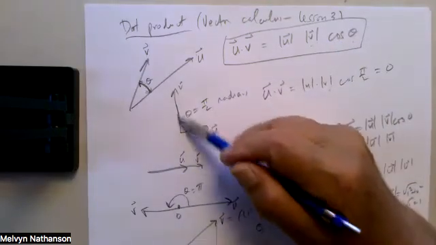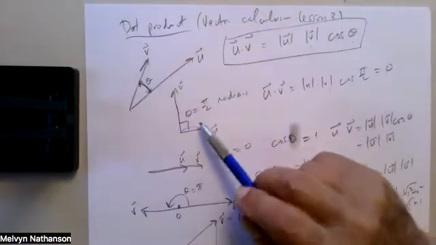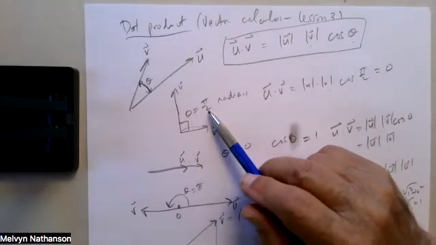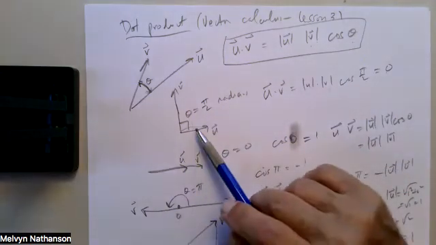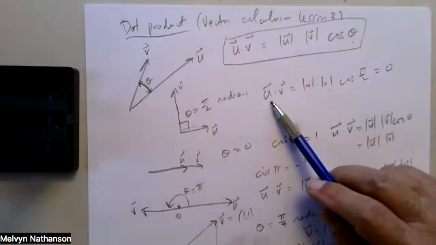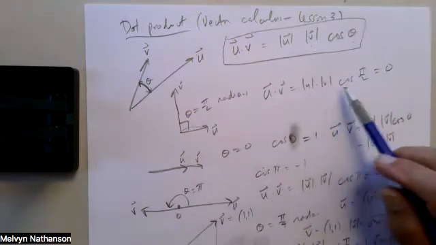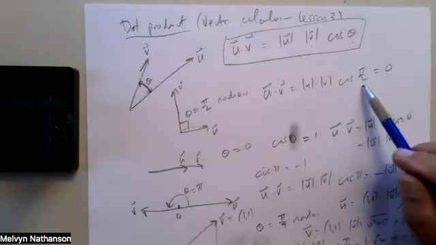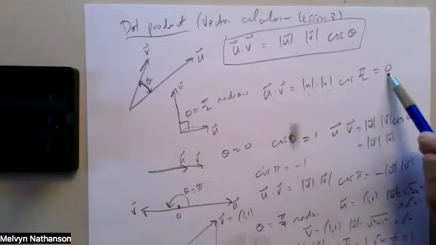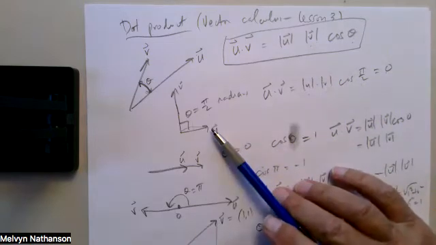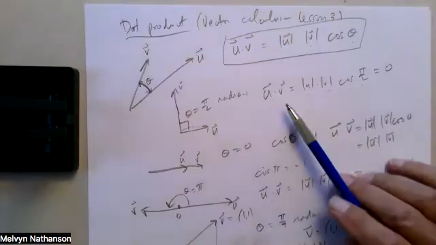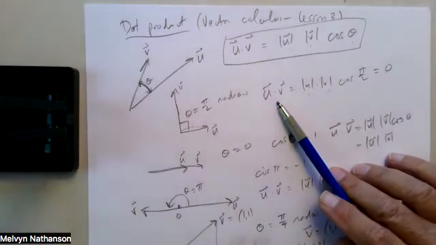So, for example, if two vectors are perpendicular, that means the angle between them is pi over 2 radians. No matter what the lengths of the vectors, the dot product is the product of the lengths and the cosine of the angle, but the angle is pi over 2, and cosine of pi over 2 is 0. So if two vectors are perpendicular, their dot product is 0.